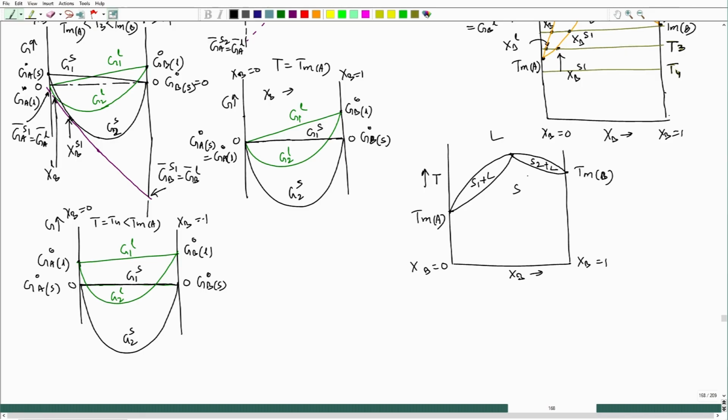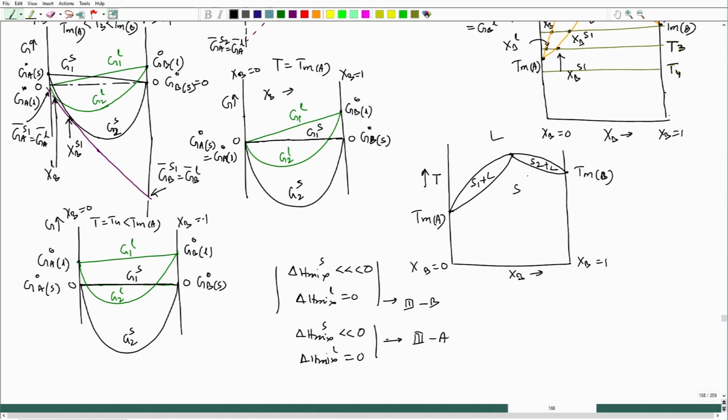And if we have further, for example, let us say del H mix of solid is less than 0 and del H mix of liquid equal to 0, we have a situation like this. Let us say this is combination 3 B. Combination 3 A was del H mix of solid less than 0 and del H mix of liquid equal to 0. So, that was combination 3 A. So, this is the plot for combination 3 A.